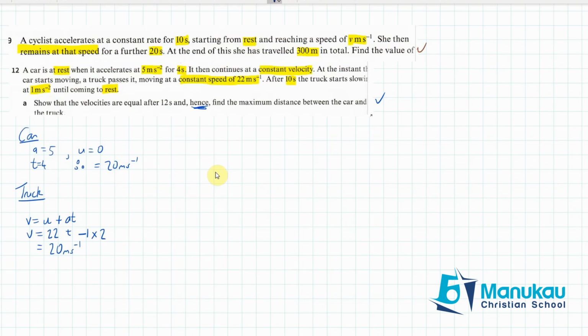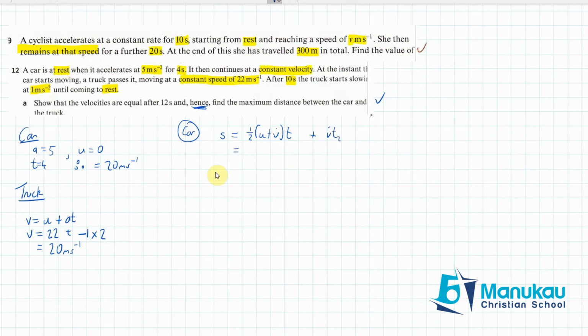Okay, so all we need to do is go, all right, what is the distance of the car? Let's go car. It's going to be made up of 2 parts. It's going to be 1/2 (u plus v) times t, plus, and then once it gets to the constant speed, you're going to have v multiplied by the second time t2.